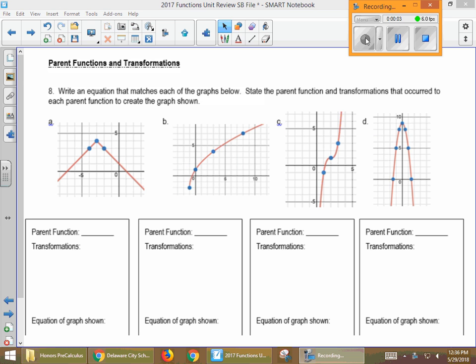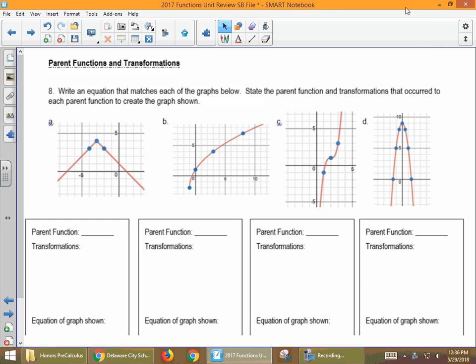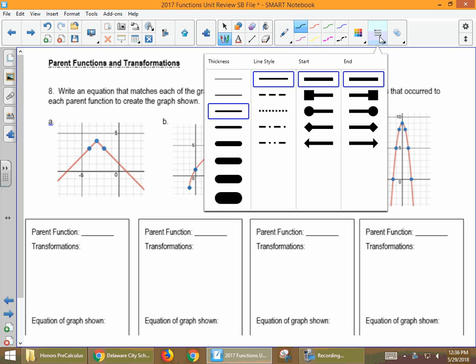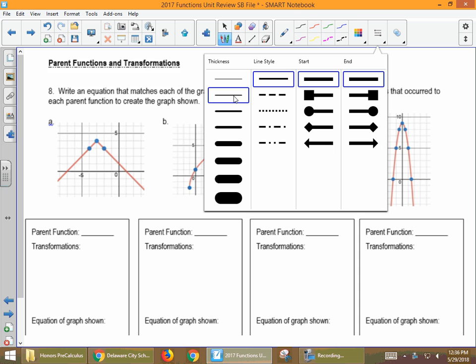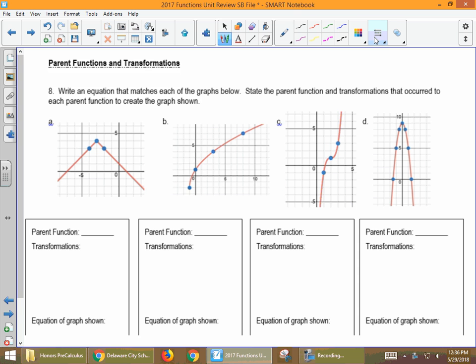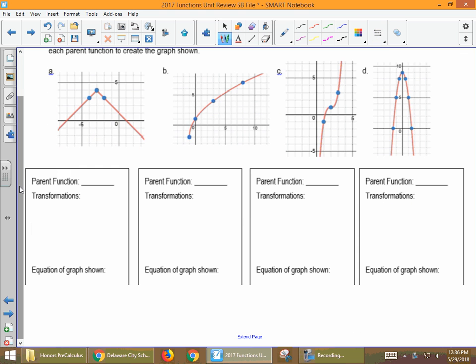All right, number 8, writing equations. So here we have 4 functions that have been transformed, and we need to write equations for them. I am going to start by identifying the parent function and then go from there. So this first one, our upside down b, the parent function there is absolute value.